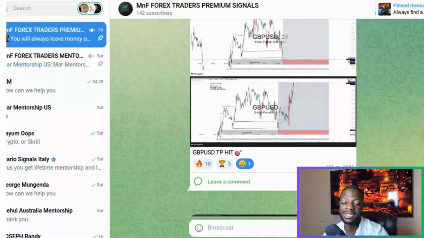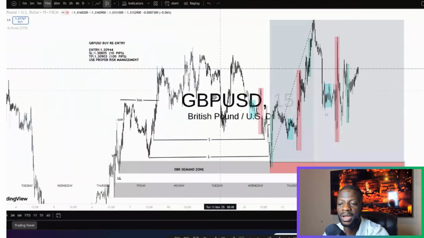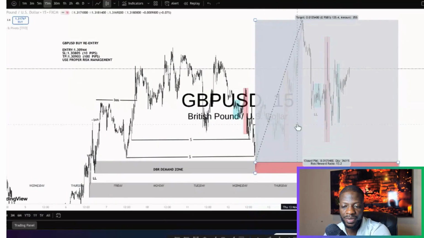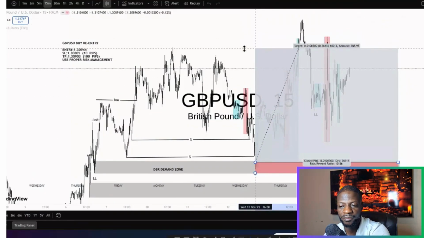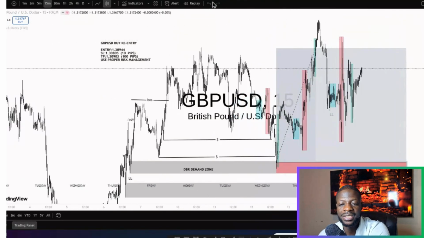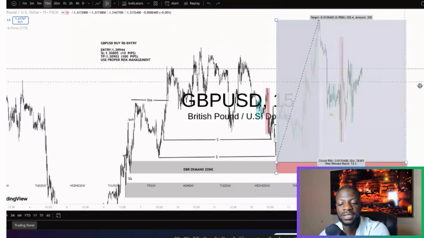So this is exactly what happened on this particular trade right here. We ended up going to the upside, then reversed a bit, and then pushed all the way to take profit. My take profit was actually here, a 1 to 10, and we hit it just like that, and it was just amazing. It was just amazing.